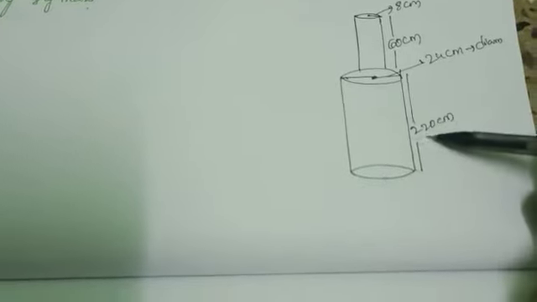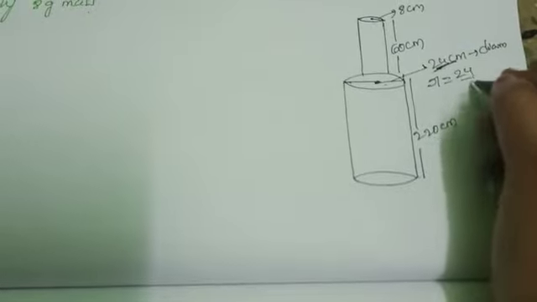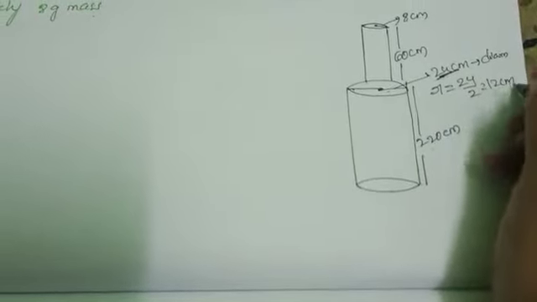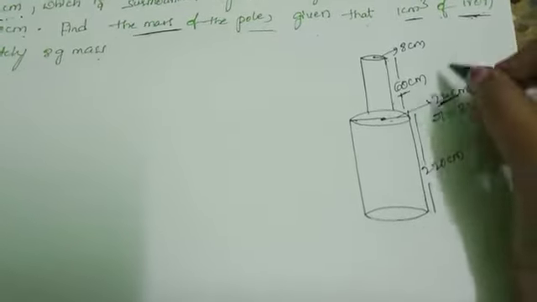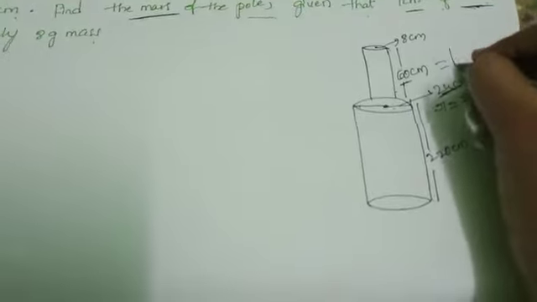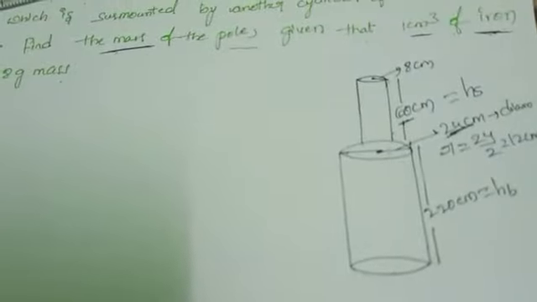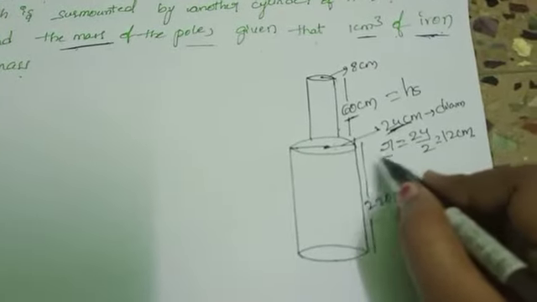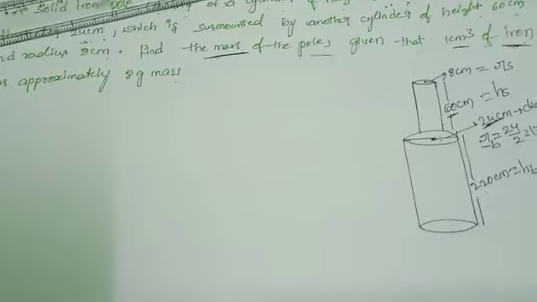Height of the big cylinder is 220 centimeters and given diameter of the big cylinder is 24 centimeters. So radius of the big cylinder equals 24 by 2, diameter by 2, which is equal to 12 centimeters, and small cylinder height is 60 centimeters. Small cylinder height HS, big cylinder height is HB. Here radius of big cylinder is RB and radius of small cylinder is RS. Here we have to find the mass of the pole.